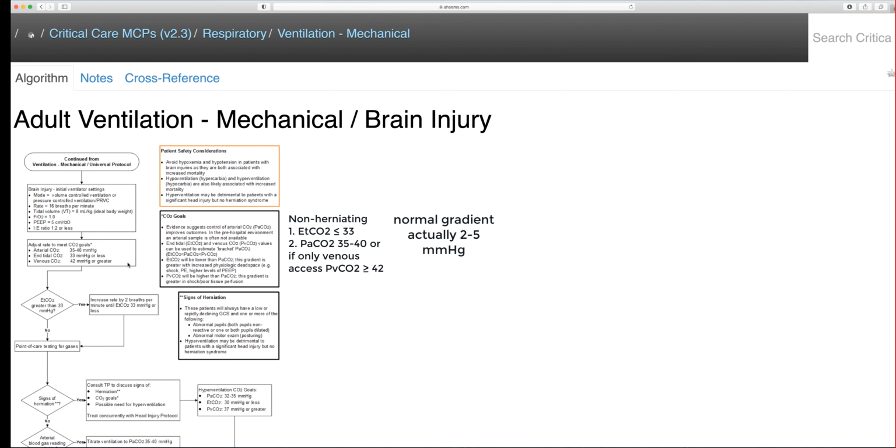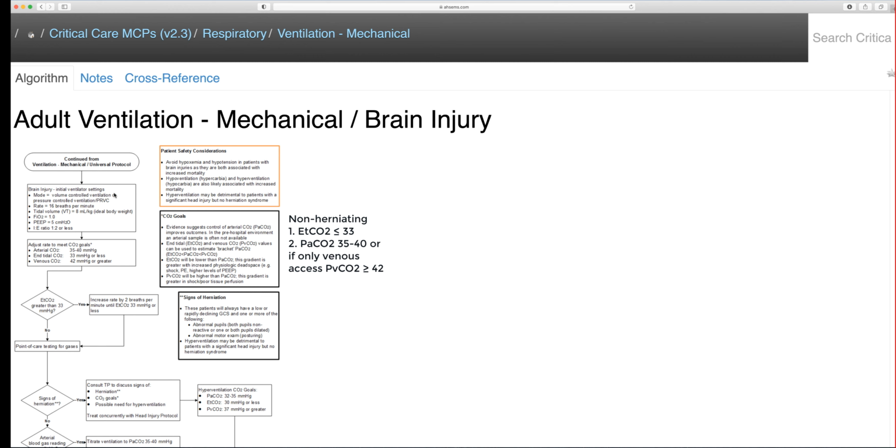If you have an arterial blood gas, then that's the target that we're aiming for. If you don't, then we're going to get into bracketing, where we're going to bracket the end tidal, which is going to be the lowest value, and your venous, which is going to be your highest value.